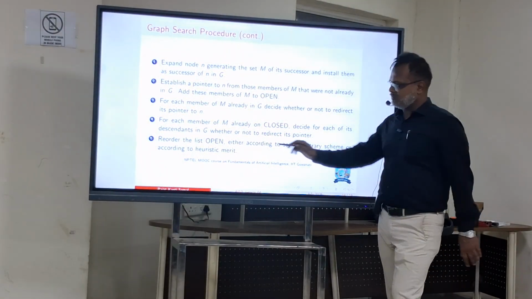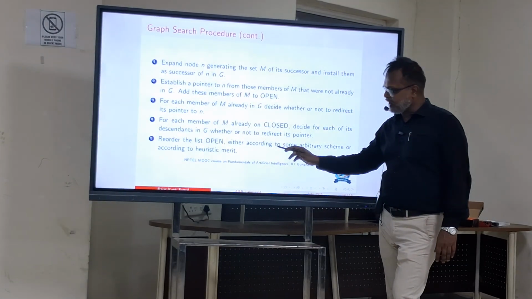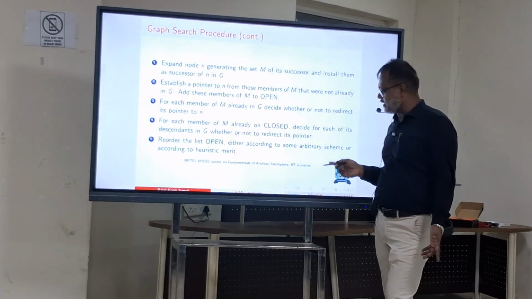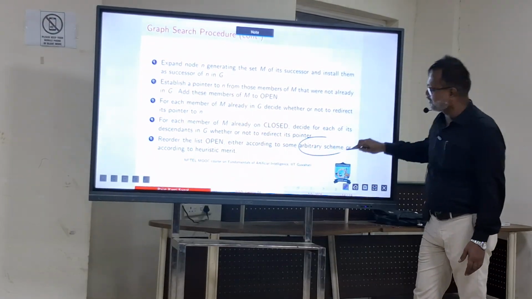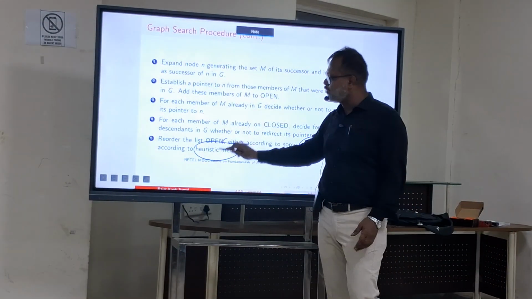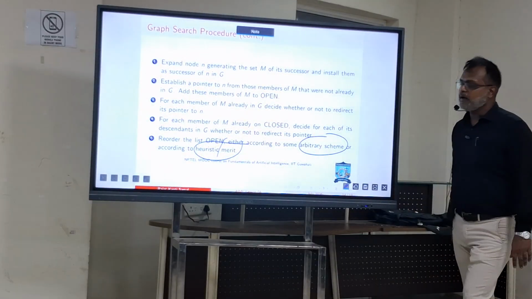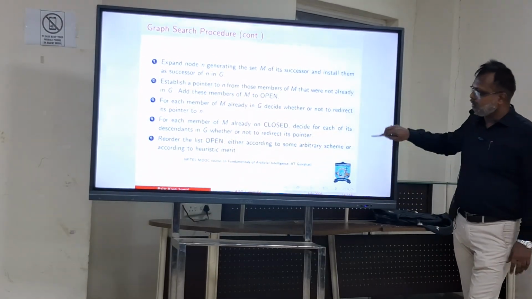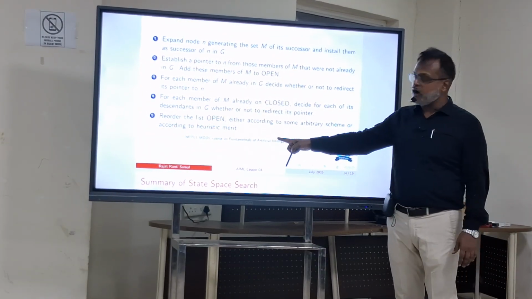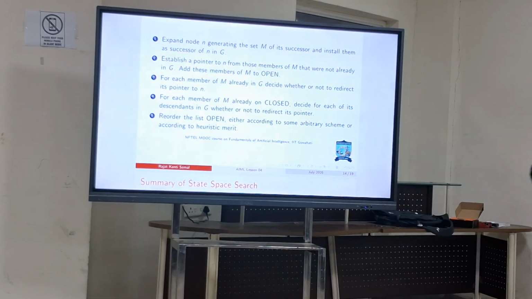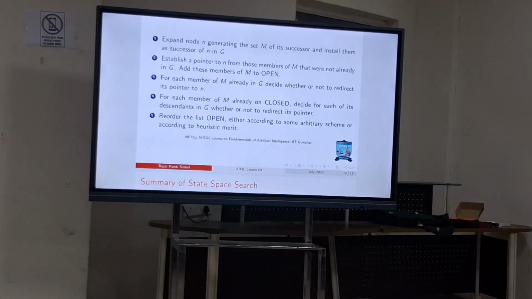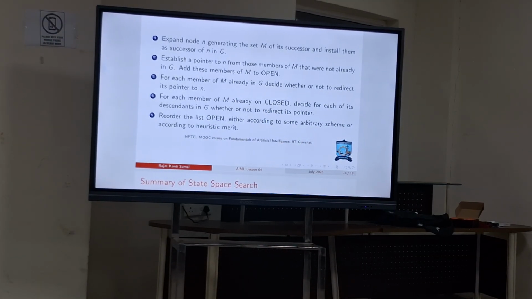So which one? Reorder the list open according to what criteria? By some arbitrary scheme or according to some heuristic merit. Okay, by some heuristic merit. Now, this course from IIT Guwahati, the whole course book, e-book, I have also uploaded. So there you will find detailed information regarding all this, and you can understand. It is written very nicely. If you don't understand something, go through it.